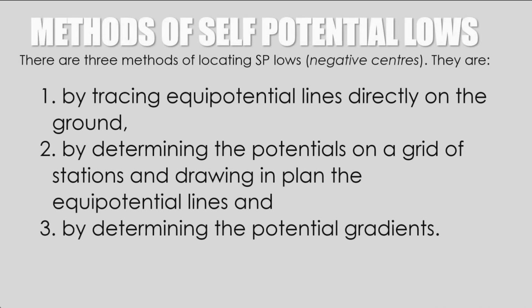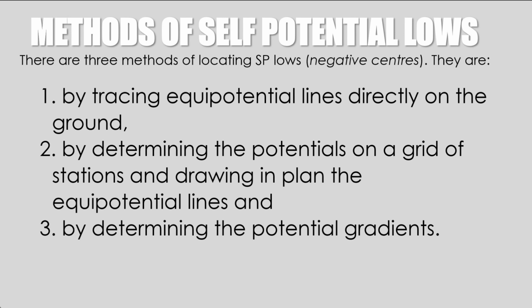Moving on to the methods of self-potential lows. There are three methods of locating SP lows or negative centers. They are, first, by tracing equipotential lines directly on the ground. It's like drawing lines on the ground where the electricity level is the same. So following these lines helps you find the low spots.